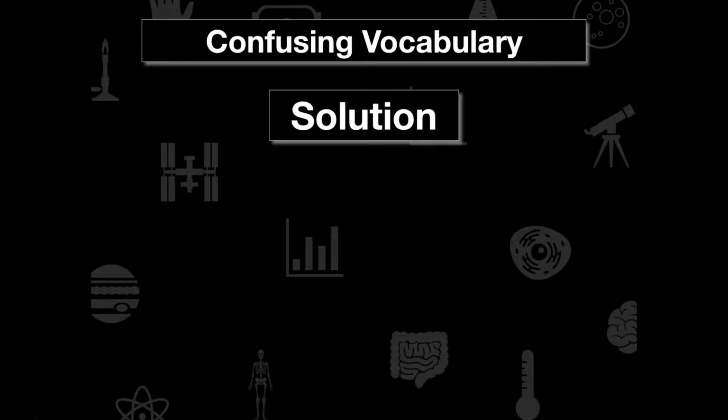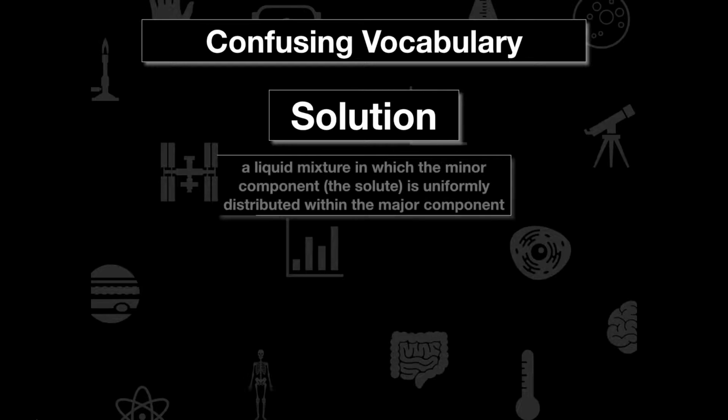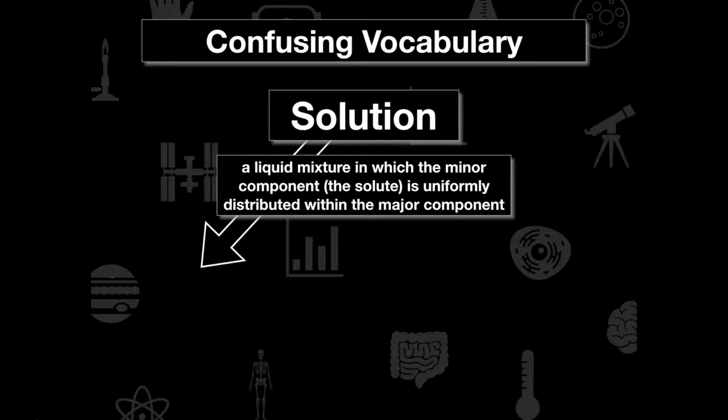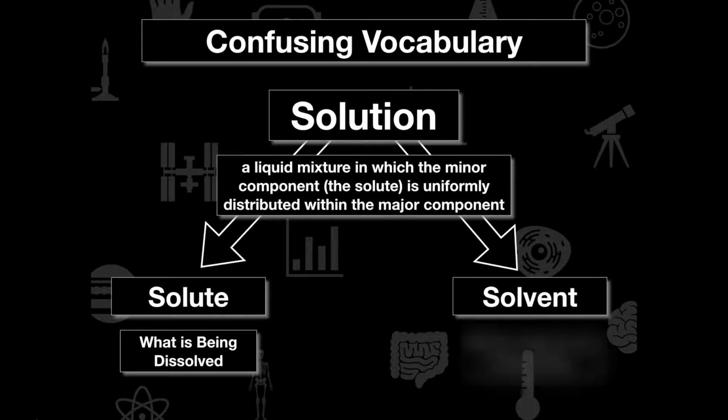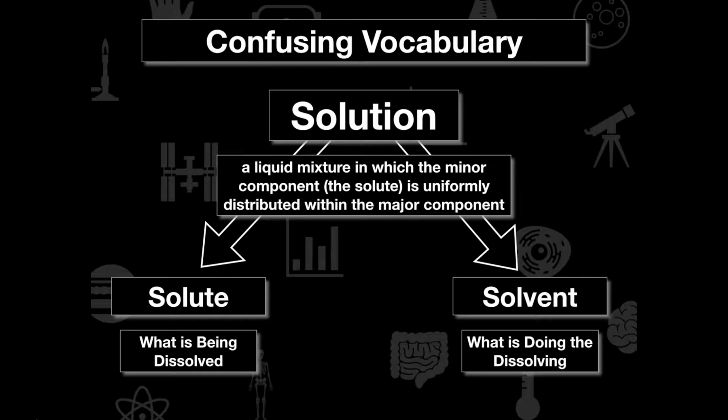We have a solution. Now, a solution is a liquid mixture in which the minor component, the solute, is uniformly distributed within the major component. So if we look at it, the solute is what is being dissolved, whereas the solvent is what's doing the dissolving, or what is containing the solute.